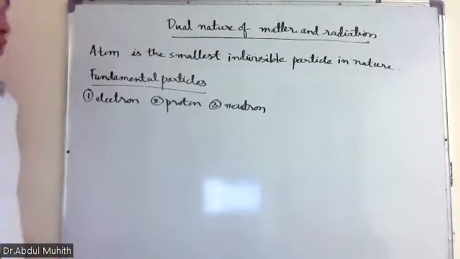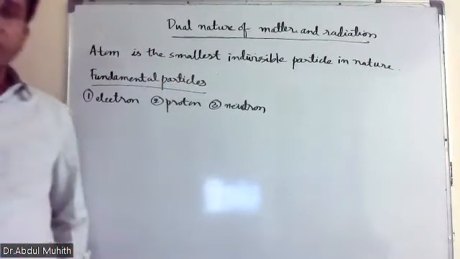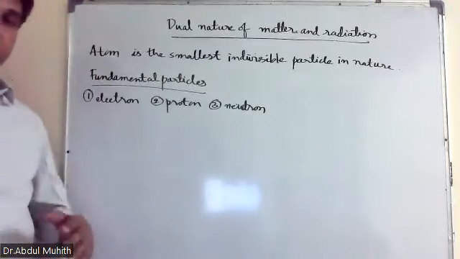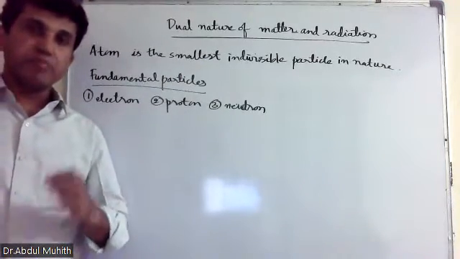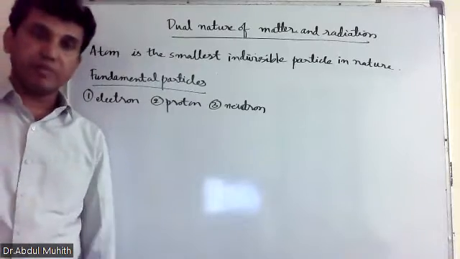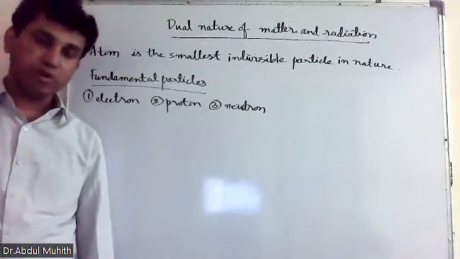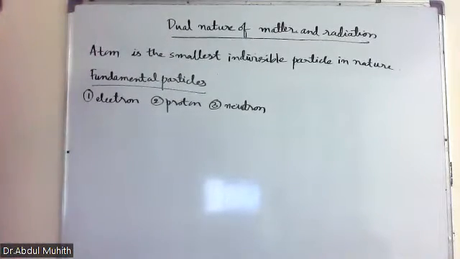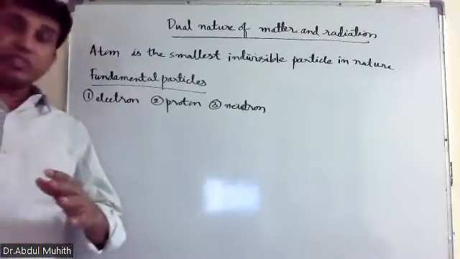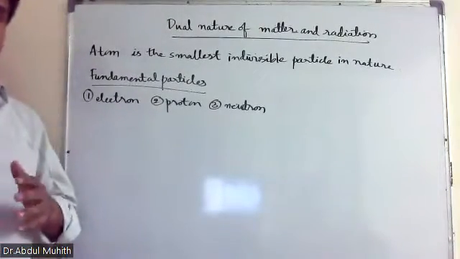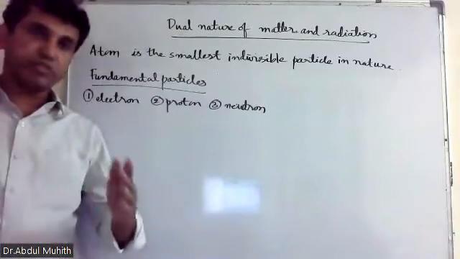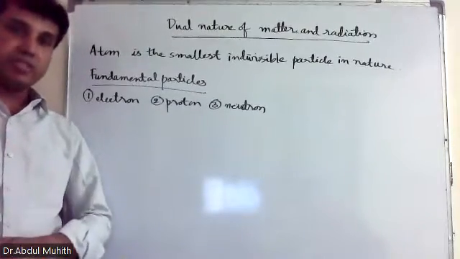Now, see, an atom is the smallest indivisible particle in nature, and we have fundamental particles: electrons, protons, and neutrons. These are known as fundamental particles, or the basic building blocks of an atom. Other than these, there are 105 particles in an atom, but they may be present in one atom and may not be present in another atom.